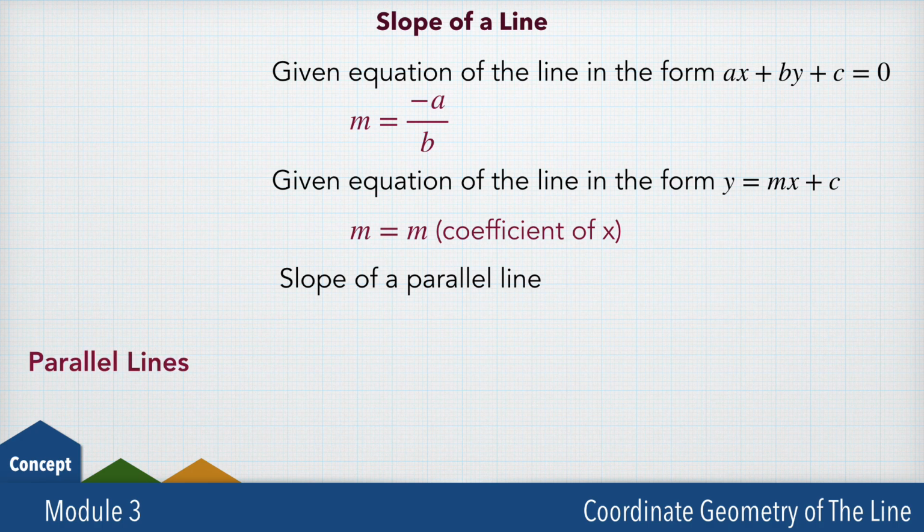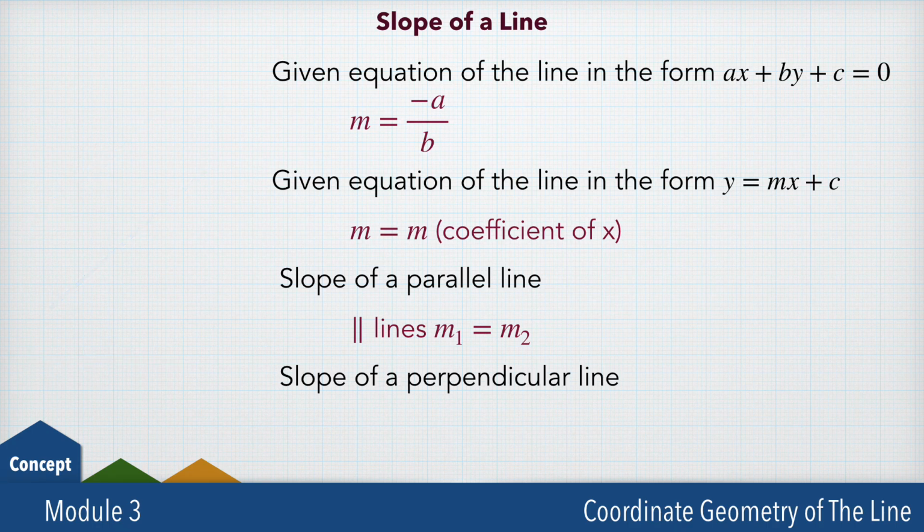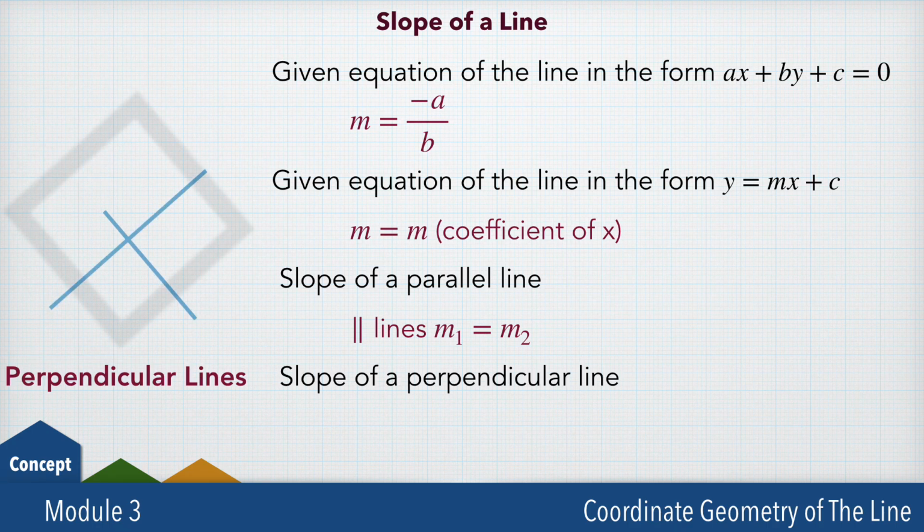Parallel lines have the same slope, so if we know the slope of a line and we want to find the slope of a parallel line, then m1 equals m2. The slopes of perpendicular lines are negative reciprocals of each other. If we know the slope of a line and want the perpendicular slope, we invert the slope and change the sign.